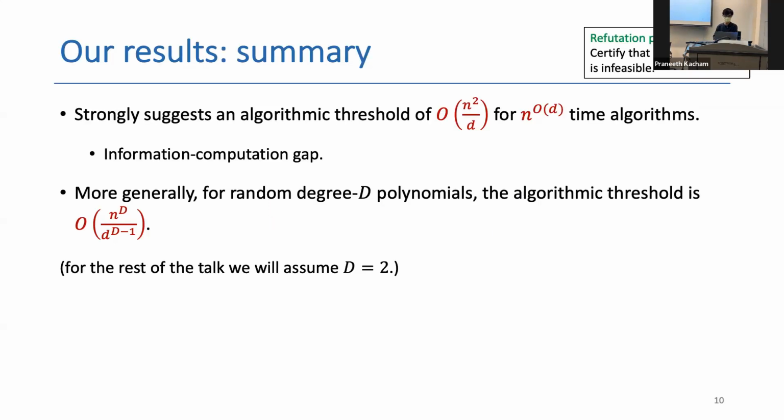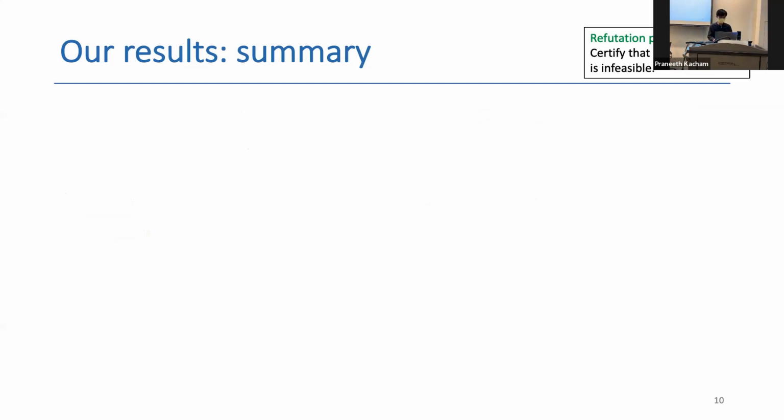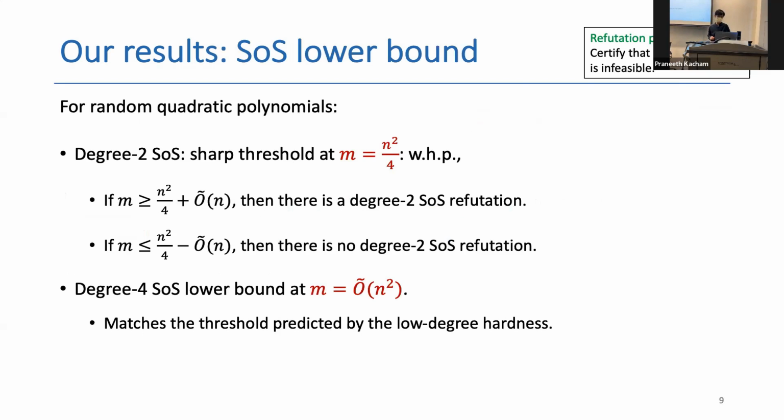Wait, I think it's time for questions. Is there any? Yeah. Okay. So you said at one place you had the sharp threshold at n squared over 4. So that's when d is 2, degree 2? Yes, degree 2. But do you have any idea, when you have the O of d term in the exponent, n to the O of d, what you expect the sharp threshold to be there?